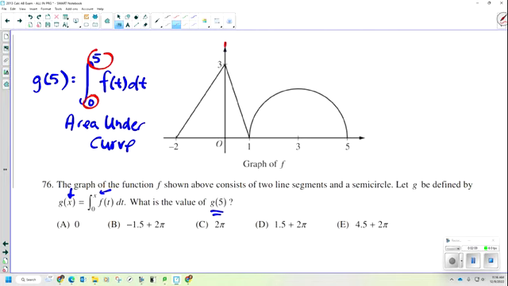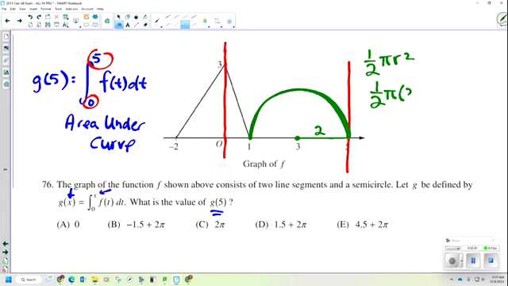So let's draw a line at x equals 0 right here, and a line at x equals 5. Well, we know this is a semicircle. They tell us that in the problem. And the area of a circle is pi r squared. But we have a semicircle, so we only have half of that. The radius goes from 3 to 5, it's still 2. So it's 1/2 pi times my radius 2 squared. This is 4. 2 goes into 4 twice. That's 2 pi.